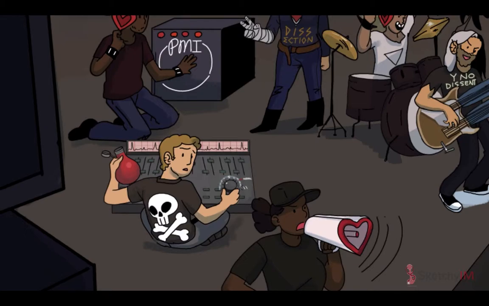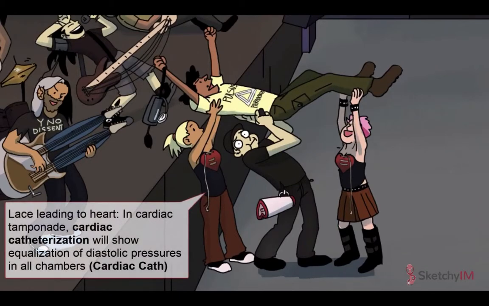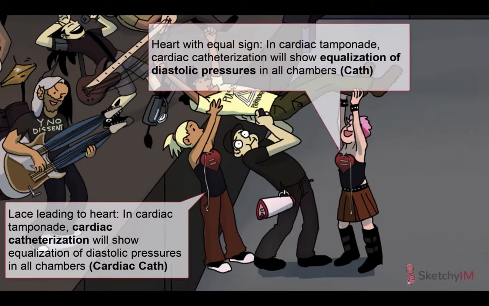One additional test that you might rarely perform in a patient with cardiac tamponade is a cardiac catheterization. On cardiac cath, represented by a recurring symbol, the string leading into the heart, the pathognomonic finding in cardiac tamponade is that every chamber will have the same elevated diastolic pressure, a phenomenon known as equalization of diastolic pressures. Hence the equal sign sewn into the heart design on this fan's shirt. If you notice on cardiac cath that the diastolic pressure in the right atrium is the same as that in the left ventricle, cardiac tamponade should be very high up on your differential.